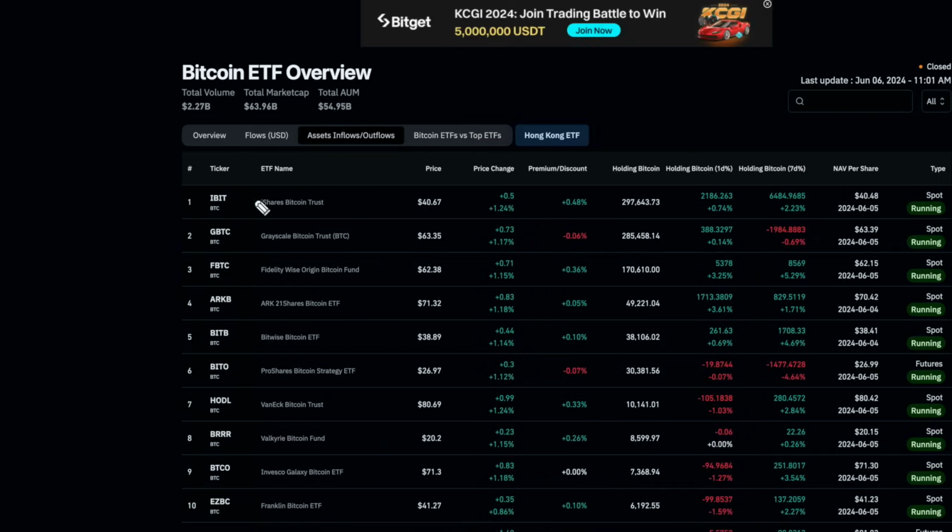And as I just showed you, with the record inflows into these ETFs, if we have a look at the Bitcoin ETF overview, we can see quite clearly we're getting more and more into the greens again here.